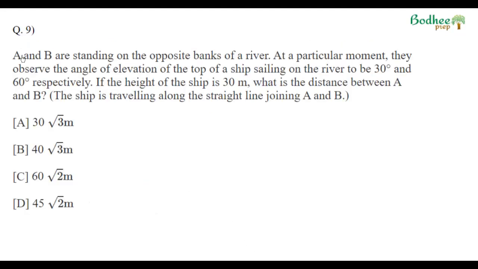Let's take question number 9. Here it says that A and B are standing on opposite banks of a river, and at a particular moment they observe the angles of elevation of the top of a ship sailing on the river to be 30 and 60 degrees respectively.